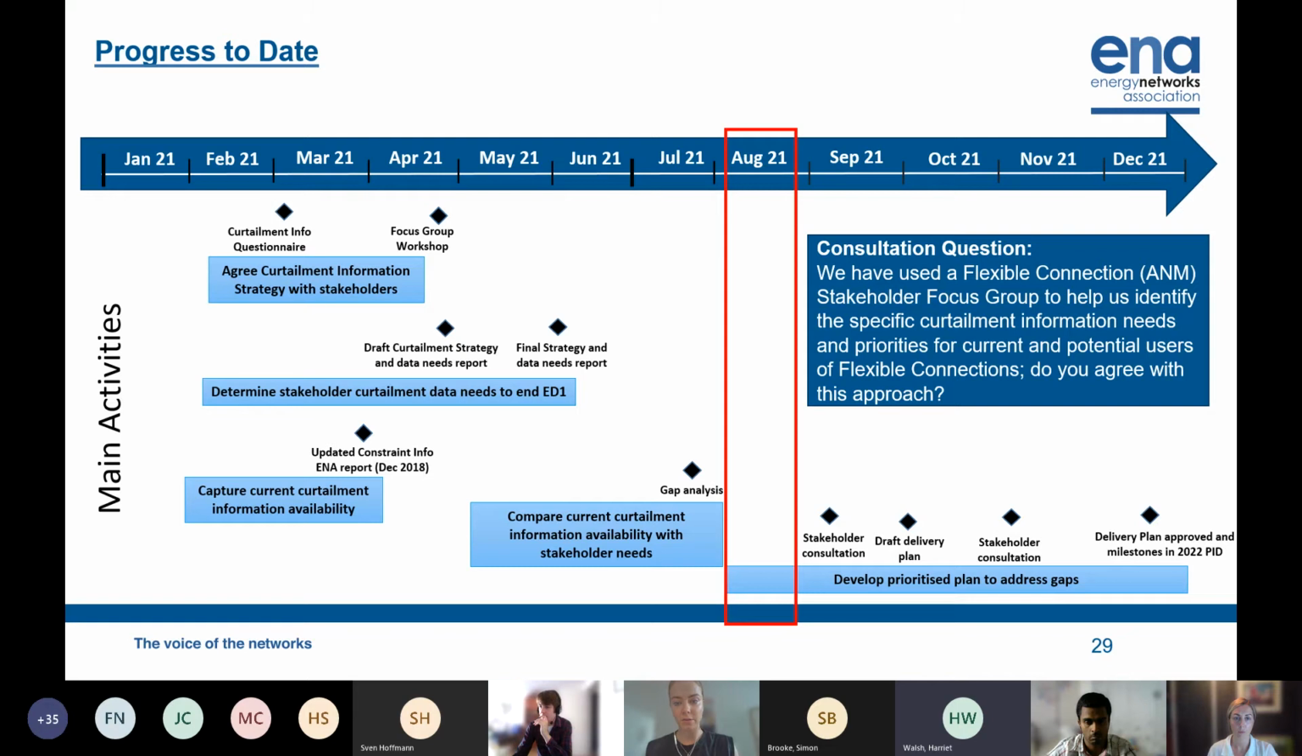So one of the consultation questions that we wanted to capture today was, obviously I was mentioning that we've been using a stakeholder focus group to help us identify specific curtailment information needs and priorities. And if you agree with the approach that we're taking in working closely with that focus group, or if you have any other suggestions about how we can capture stakeholder requirements. So if you just go to the next slide.